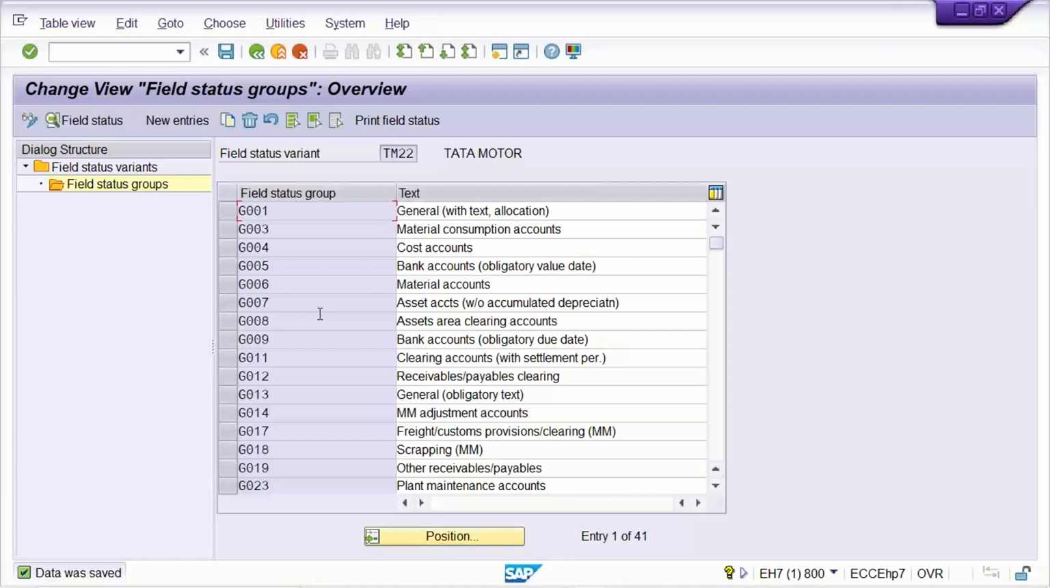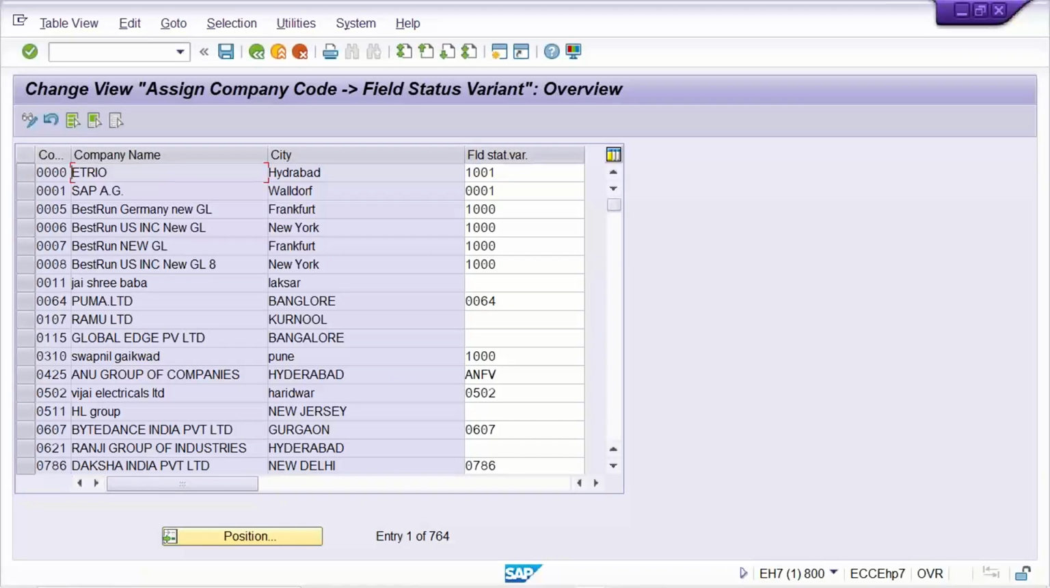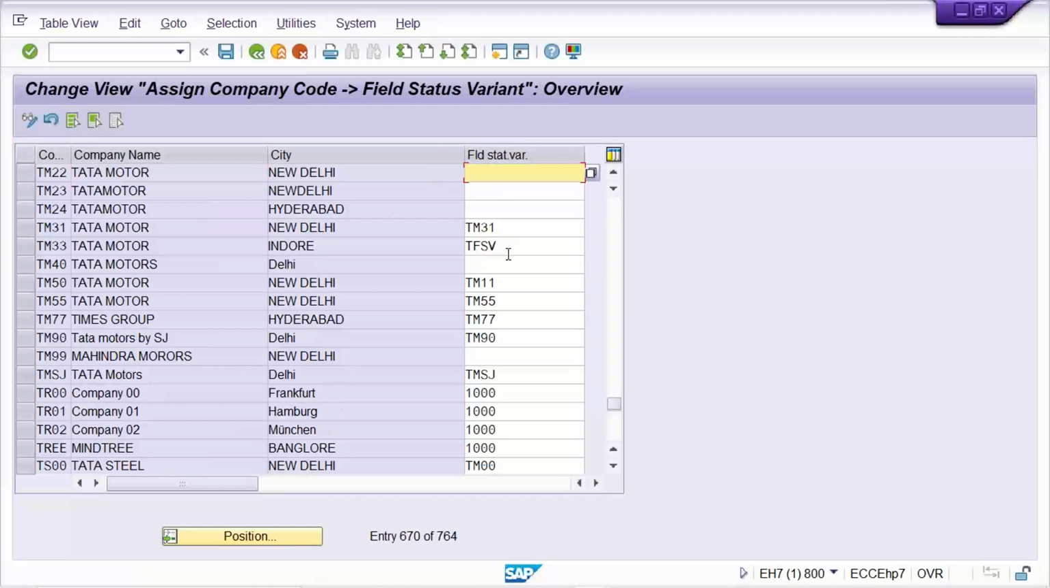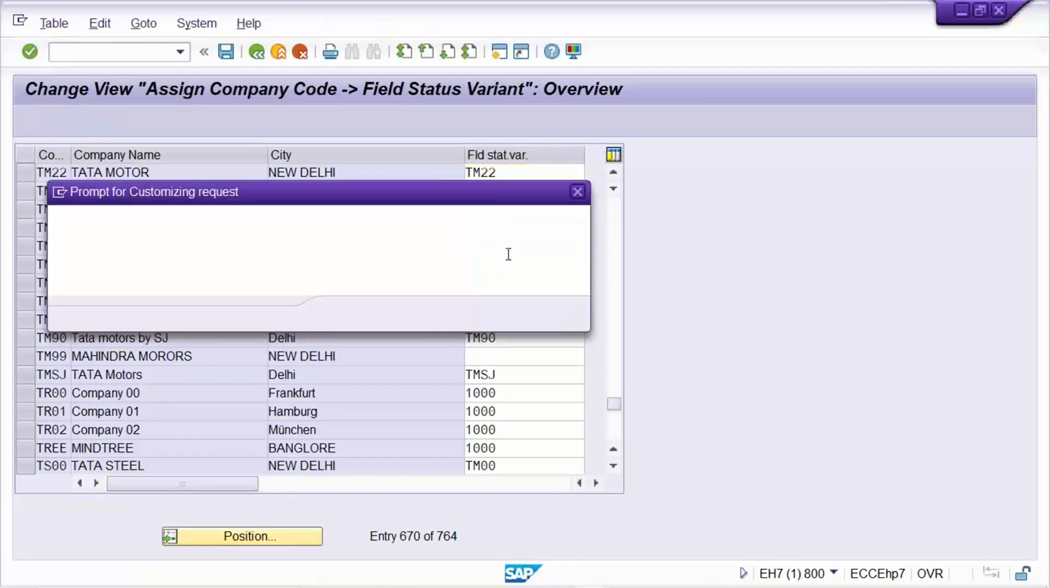But it takes time. When it is explained in detail, it takes time. So how much time has it taken? In 30 seconds you can copy this field status variant. We have copied this field status variant in 30 seconds, and go to OBC5. Why? Because we have created this field status variant for Tata Motor. How will SAP know? So assign this field status variant to your company code. Your company code is also TM22 itself. Assign and save it.